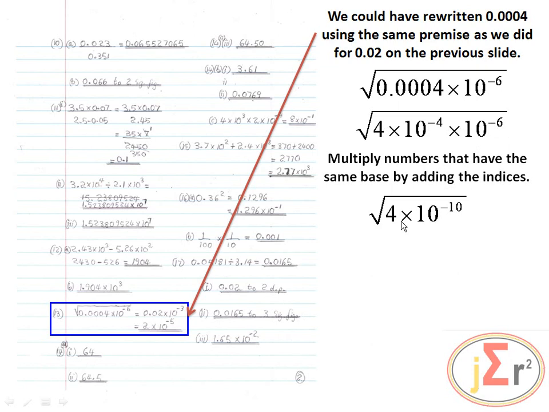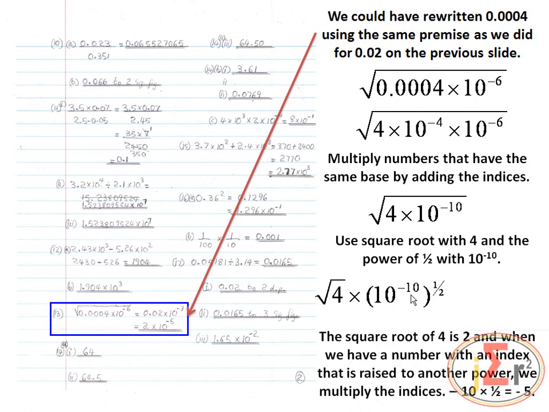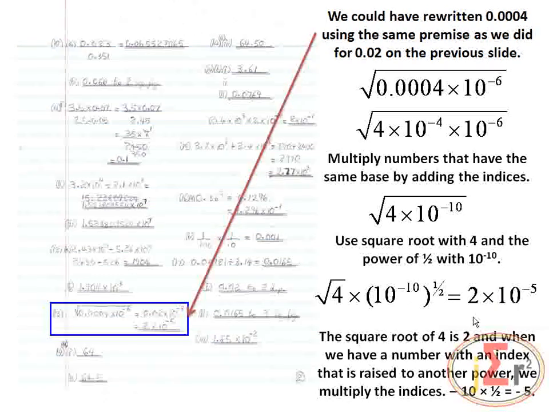This 4 is as it is, and then when we use square root with 4 and the power of a half with the index, then what will the result be? So we take the square root conveniently here and also make use of the fact that square root is the same as the power of a half. So we put the half power right there, and what do we know? When we have a power raised to another power, we multiply the indices. The square root of 4 is 2, and a half of negative 10 is negative 5. So we have there 2 times 10 to the power of negative 5.